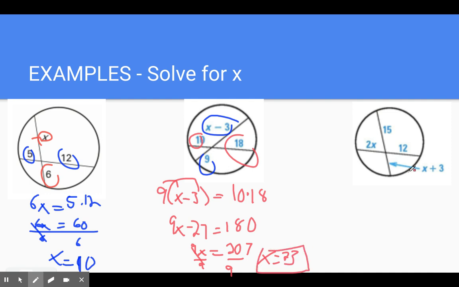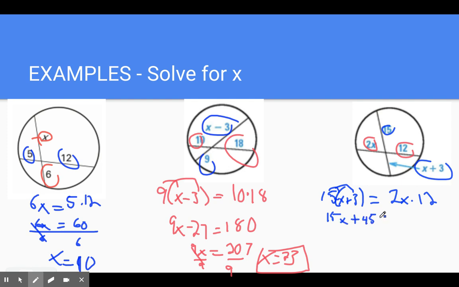Here now we have multiple x's, but it's still the same thing. We multiply these two together, and then we multiply these two together. So that comes out to 15 times x plus 3 has to equal 2x times 12. We multiply across, distributive property. 15 times x gives you 15x. 15 times 3 gives you 45. And 2x times 12 gives you 24x.